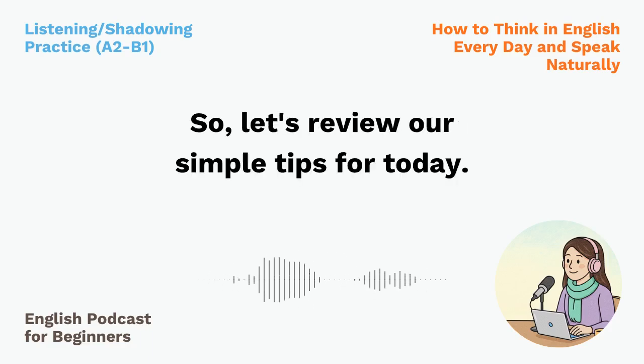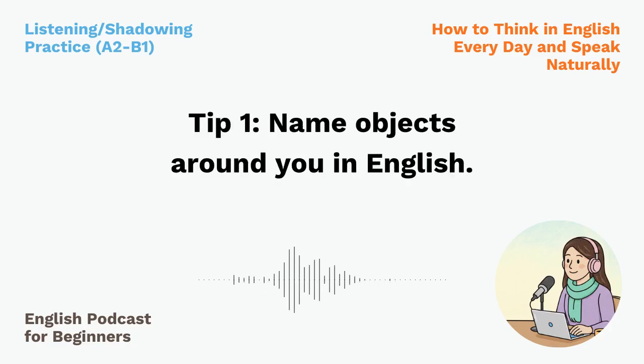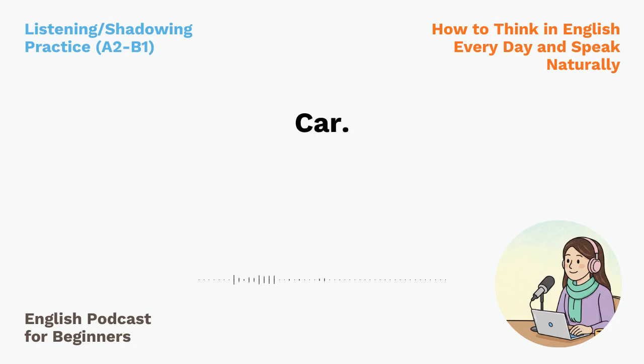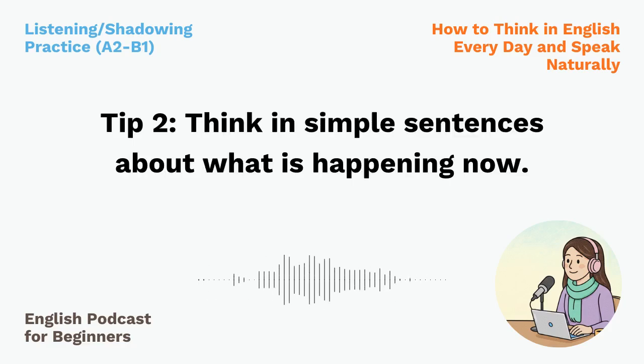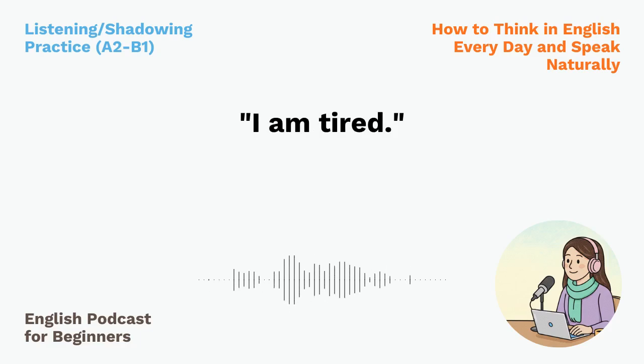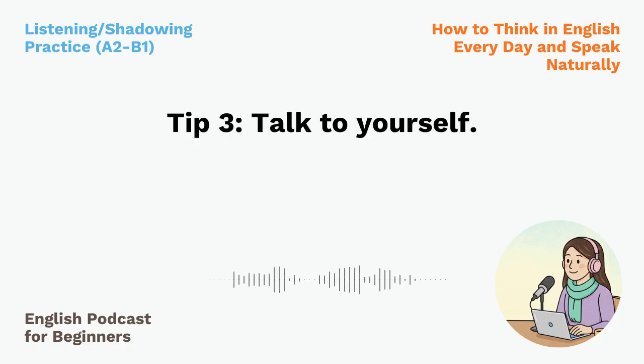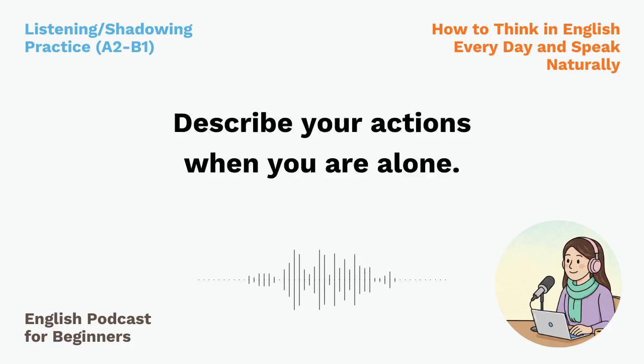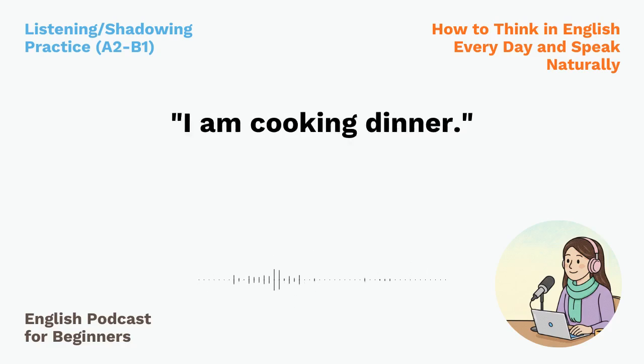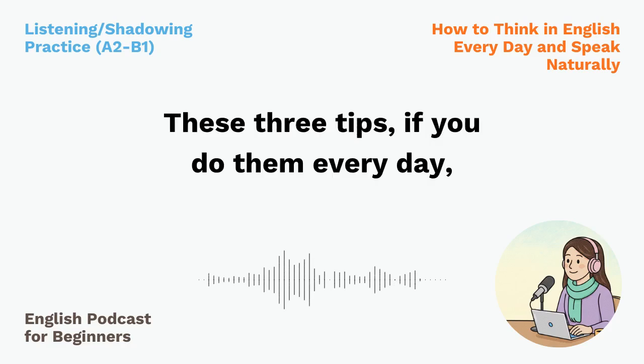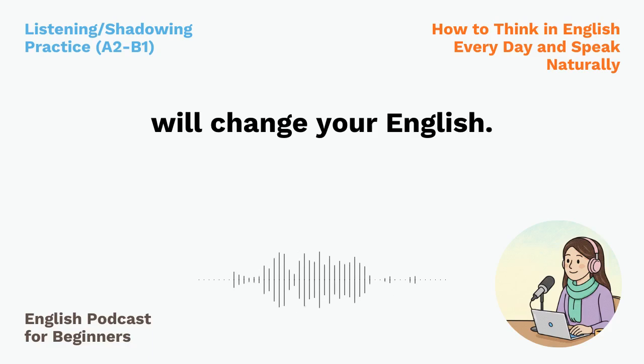So, let's review our simple tips for today. Tip 1. Name objects around you in English. Just the word. Car, book, phone. Tip 2. Think in simple sentences about what is happening now. It is sunny. I am tired. Tip 3. Talk to yourself. Describe your actions when you are alone. I am cooking dinner. These 3 tips, if you do them every day, will change your English.